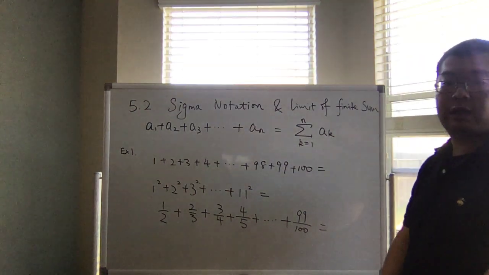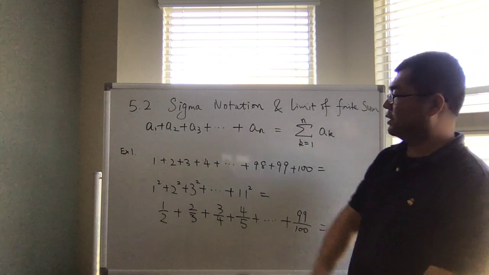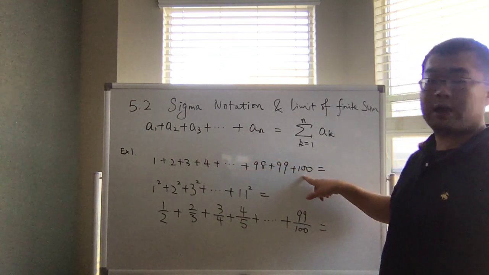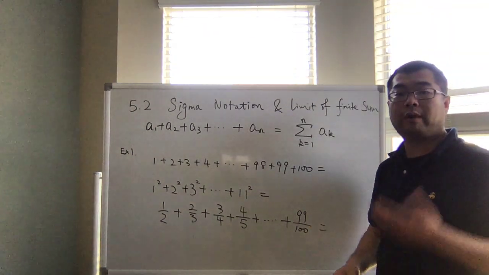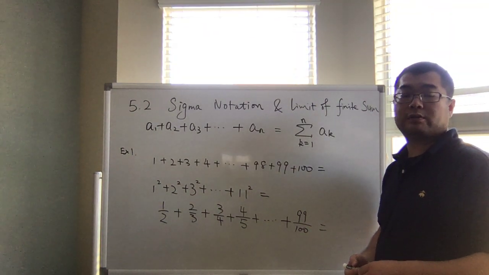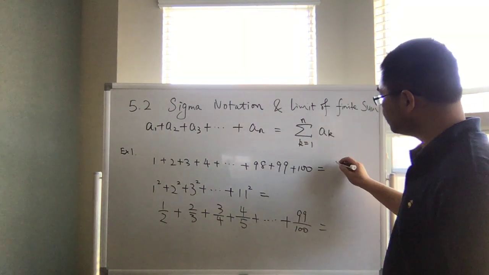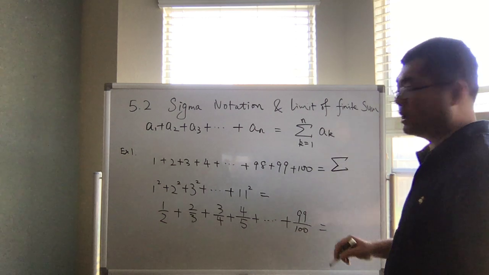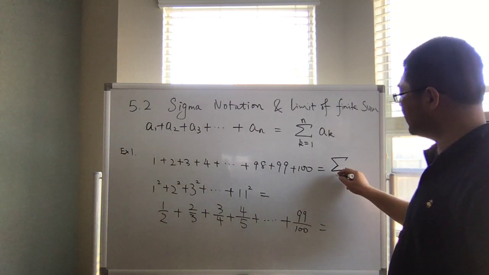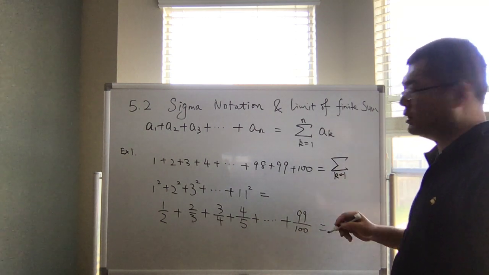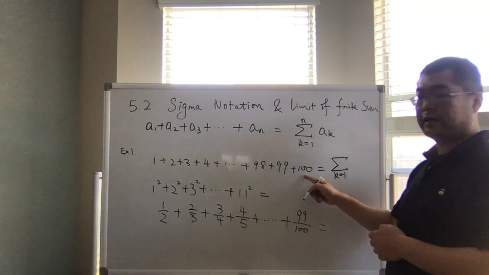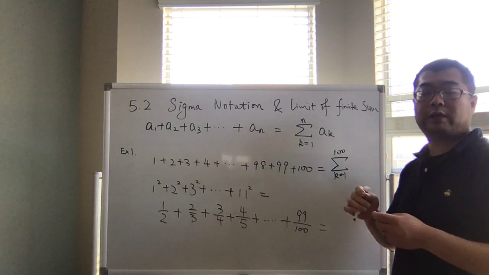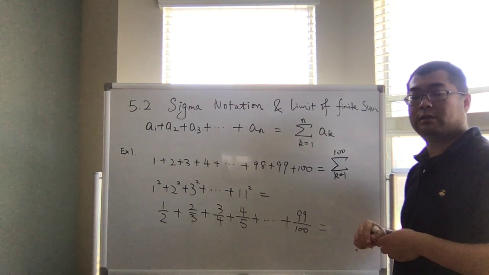For example, let's look at these examples here. We have 1 plus 2 plus 3, up to 100. There we have 100 numbers, right? So how do we write it into a sigma notation? Well, we write the sigma notation here first, and we can let our starting index k equal 1. But in this problem, do you agree that this n is going to become 100? Because I only have 100 numbers added together.